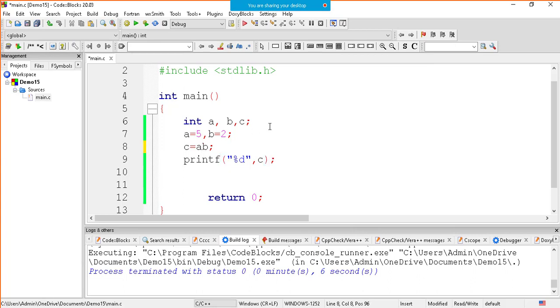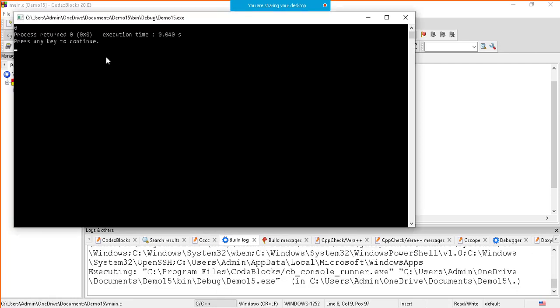Okay, now suppose, rather than A greater than B, I am making it A less than B. So A is 5, B is 2, 5 less than 2 is what? False. So when you run this program, you can check the output is 0.